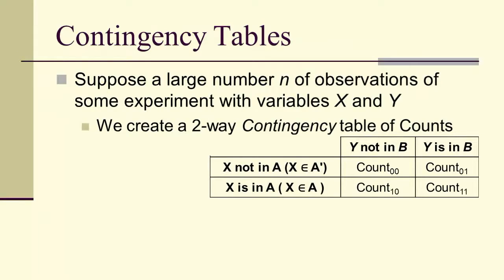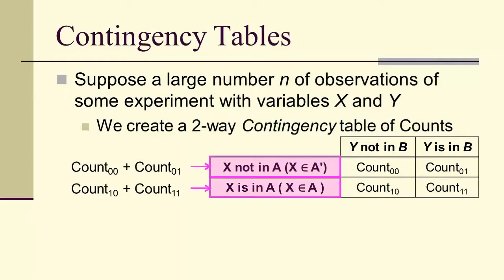But before we do that, let's look at contingency tables, in which we have a large number n of observations of some experiment with variables x and y. And so we'll create a two-way contingency table of counts. So x not in A and y not in B will have count 0, 0. And so therefore the totality of x not being in A, or x being in A prime, is count 0, 0 plus count 0, 1.